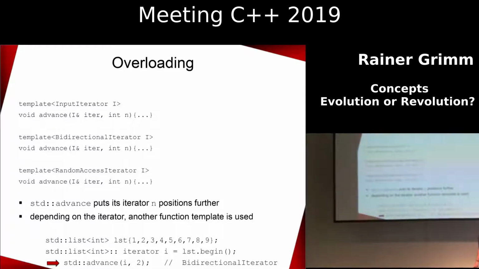When I now invoke it with a list, which, as we know from before, only supports a bidirectional iterator, then the best fitting function will be chosen, which in this case is the middle one, you see, bidirectional iterator. If I would use a forward list, it would use the input iterator. When I would invoke it with a vector or something like that, it would use this implementation.